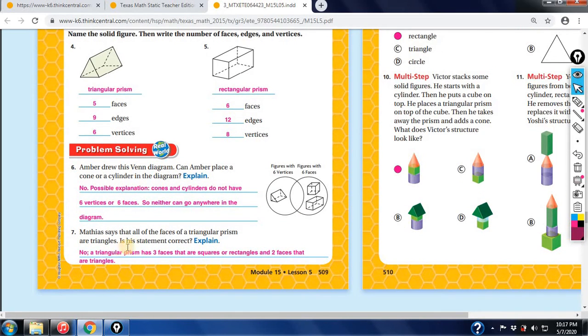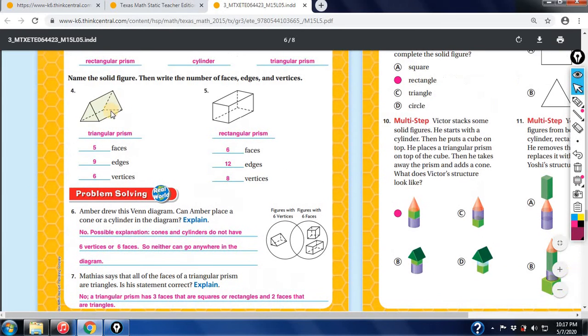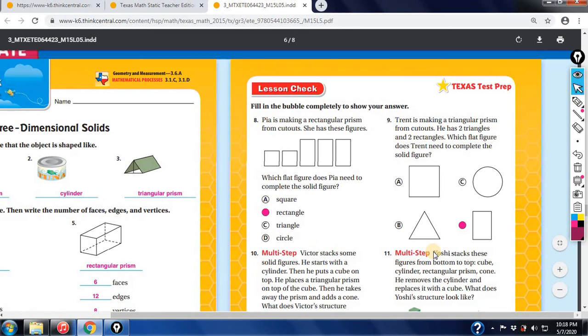The next one is Mathis says that all of the faces of a triangular prism are triangles. Is this statement correct? No, they're not. Only 2 of them are triangles. The other 3 are rectangles. See that? Only 2, the front and the back. I'm sure you got that one correct.